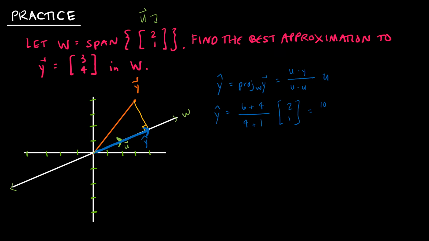And again, that gives me 10 over 5, multiplied by (2, 1). That gives me 2, multiplied by (2, 1). That gives me (4, 2). So does this make sense?